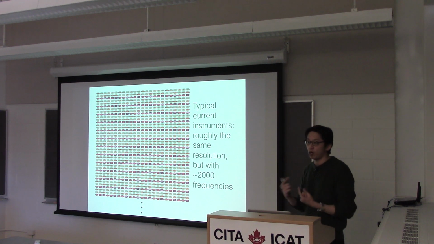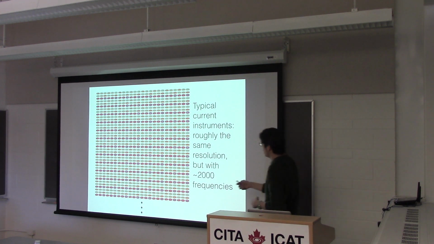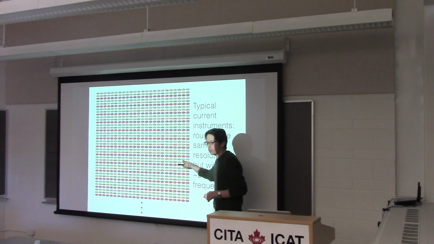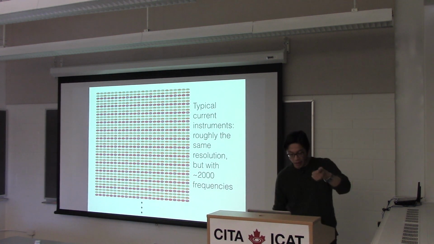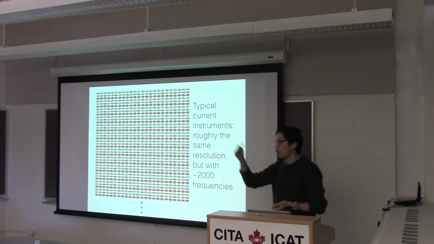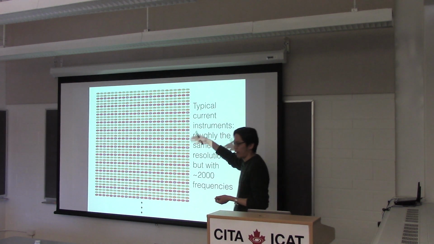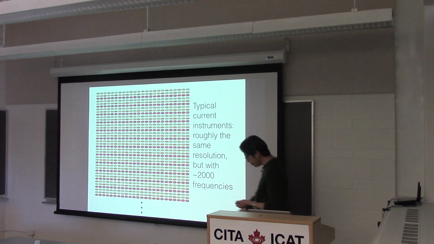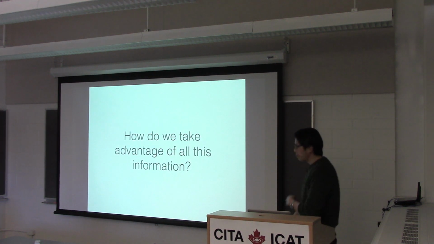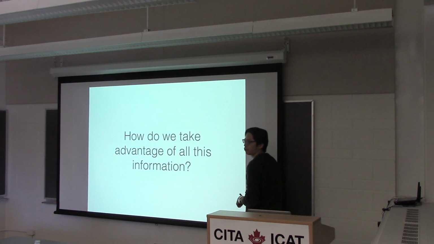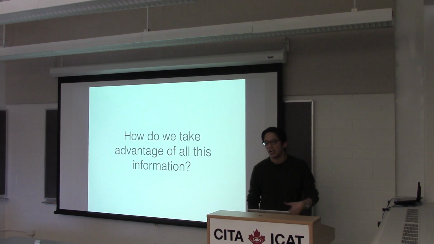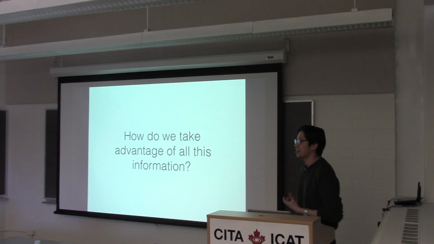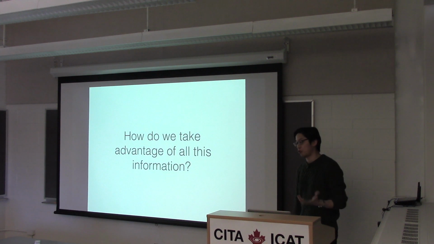cosmology, of course, we care about correlations, right? Not only do we care about the value of this pixel at this frequency, we care about how this value at this pixel at this frequency correlates with every other pixel at every other frequency. So the question then becomes, how do we take advantage of all this information? Right? We've taken these rich data sets, and if we can't extract science from them, then it's kind of useless.